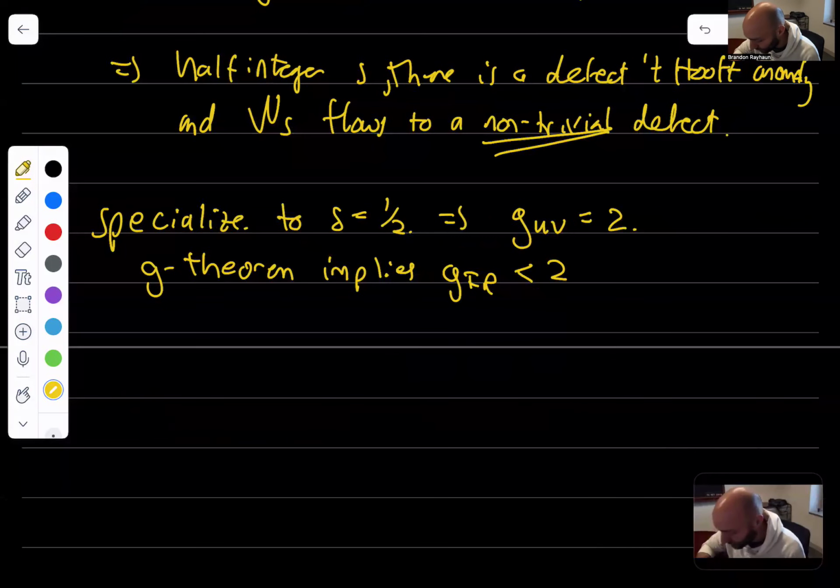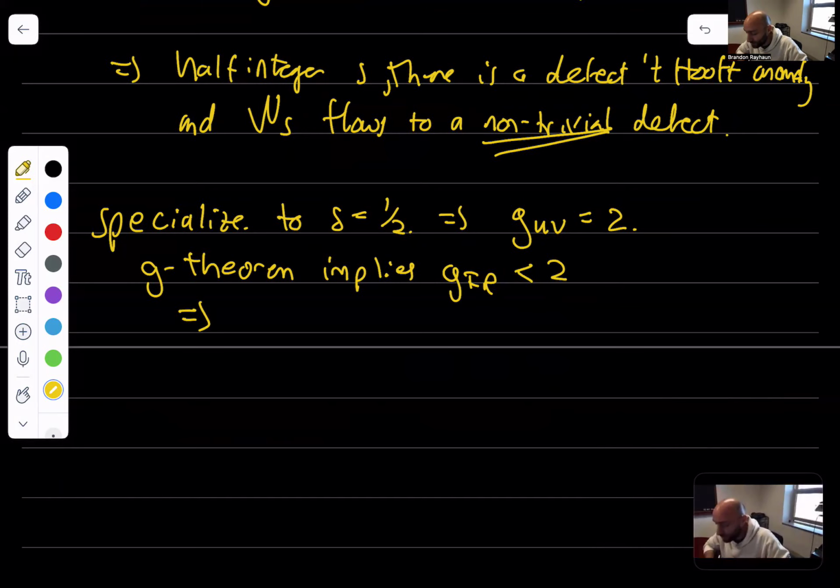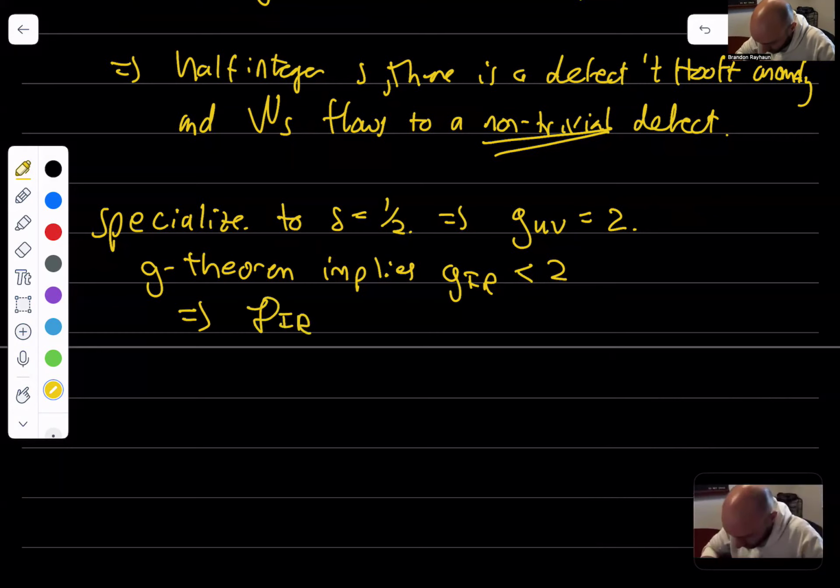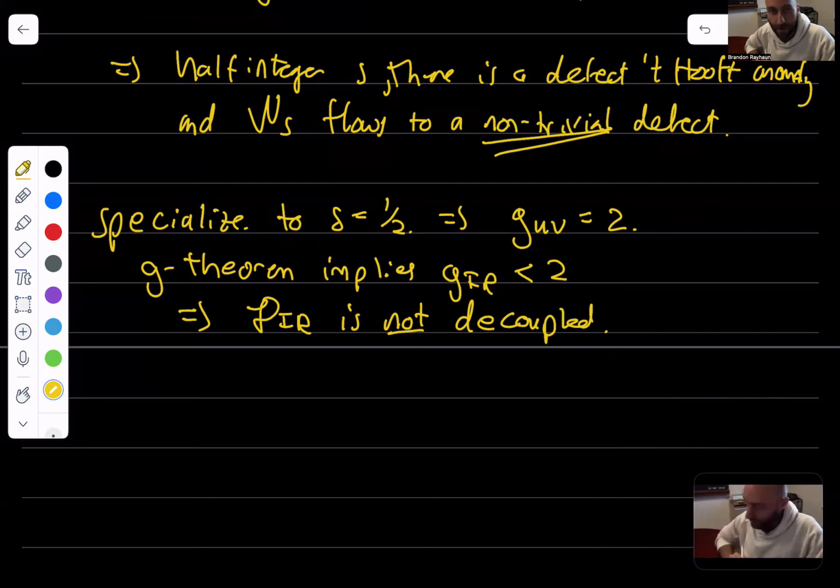And so this immediately rules out a decoupled defect, because remember, a decoupled defect in the IR would have G function being an integer. And the only integer less than 2 is 1, but we just ruled that out via this defect 't Hooft anomaly, because a decoupled defect with G equals 1 is just a trivial defect. So the defect in the IR is not decoupled.